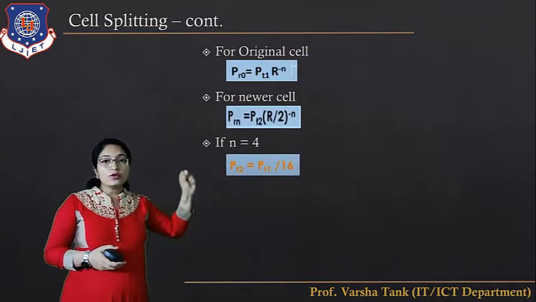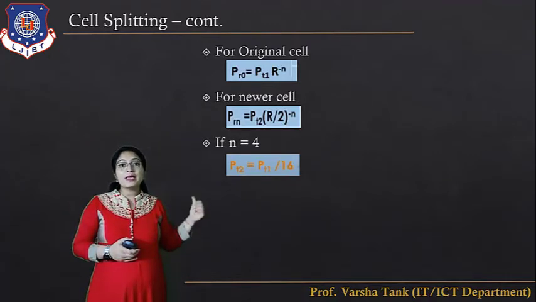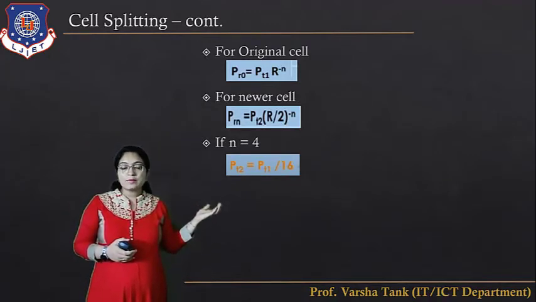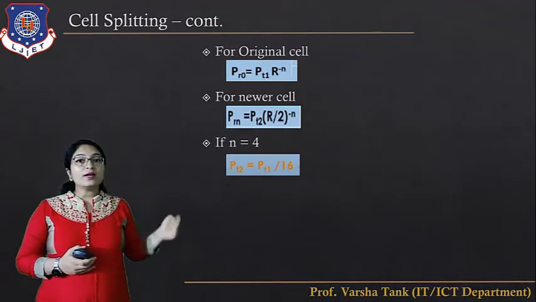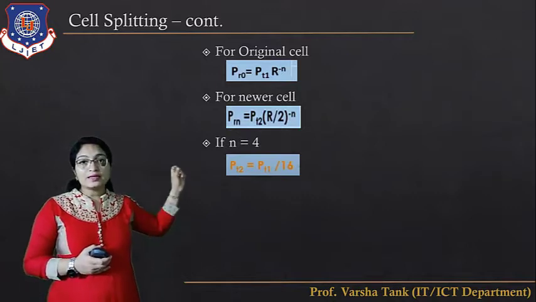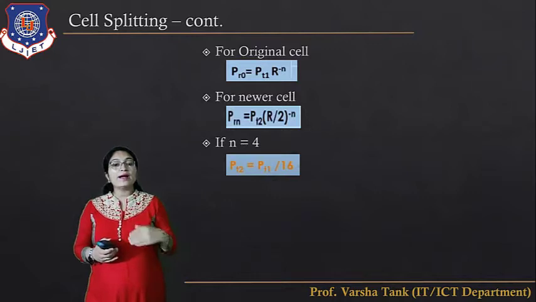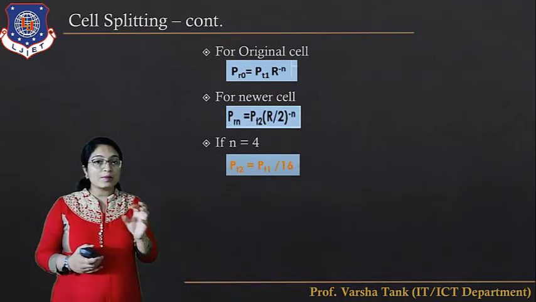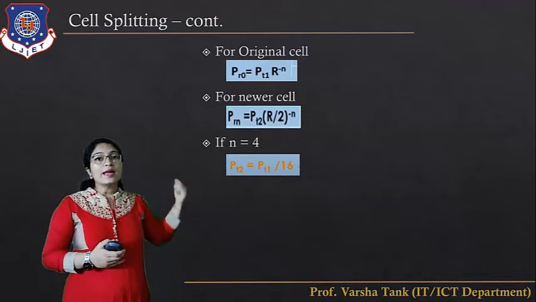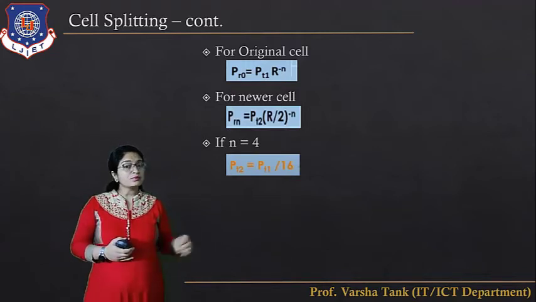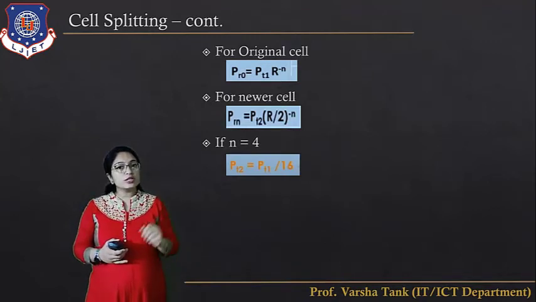Now let's learn about the formula for the original cell. The transmission power, that is PR0, the original cell power, we can calculate using PT1 into R raised to minus N. This is the total power that we require to send the data in that particular cell area. Here N is the path loss exponent, and R is the radius of that particular cell, that is the original cell.